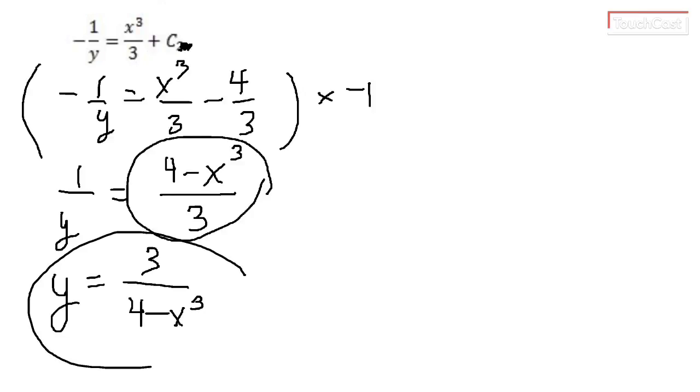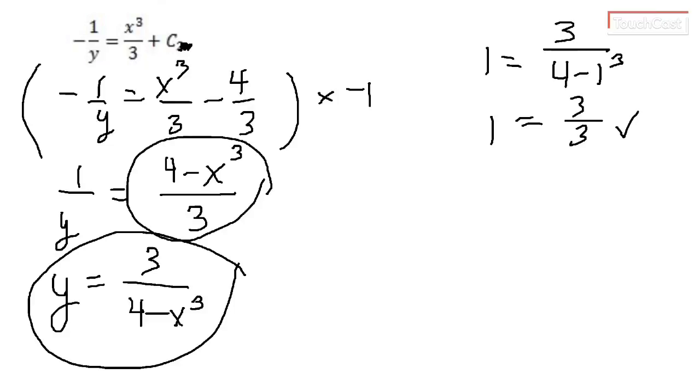I think this is my solution, but I hate to leave anything to chance. So I'm going to at least do this thing, which is I was supposed to report a solution for which when x is 1, y is 1. So I'm absolutely going to try to guarantee my point on the AP test by replacing the x and y both with 1 and making sure I make a true statement. 4 minus 1 cubed. Does 1 equal 3 over 3? Yes.